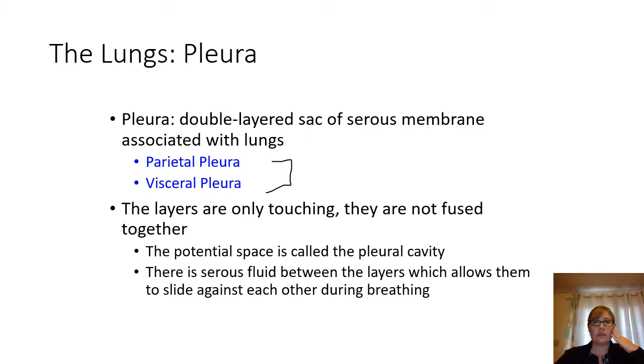These layers are not fused together. What that means is that there is a space in between called the pleural cavity. The pleural membranes and the pleural cavity are all going to house the serous membrane and that serous fluid. So the serous fluid is going to allow for the lung to move around frictionlessly as it's moving in and out forever in that cavity.